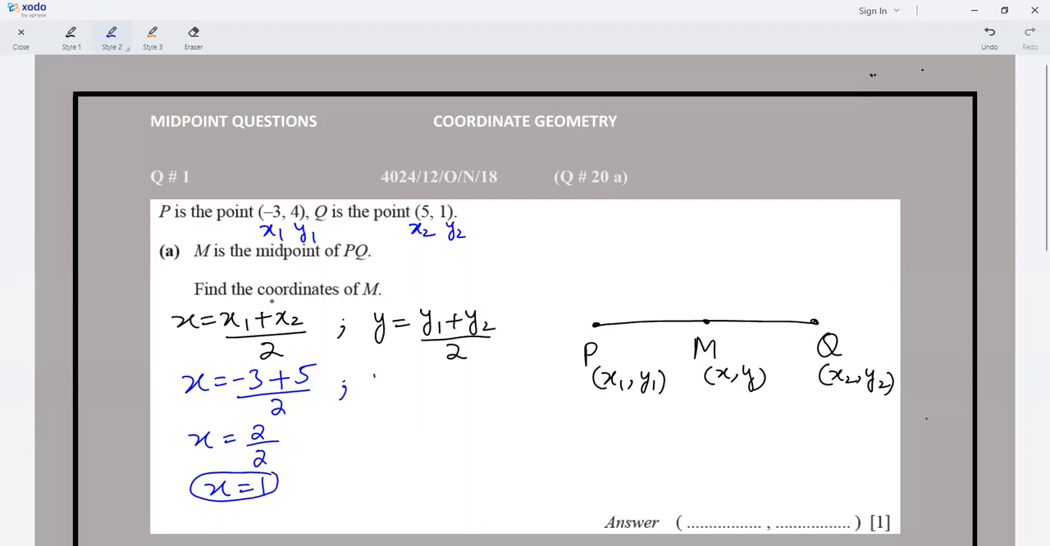For finding the y coordinate, simply put these values: y1 that is 4 and y2 that is 1. Dividing by 2 means the average of the y coordinates. So 4 plus 1 is 5, and 5 by 2 gives the result 2.5. So these are the answers for the midpoint. Simply write down these values in the answer.